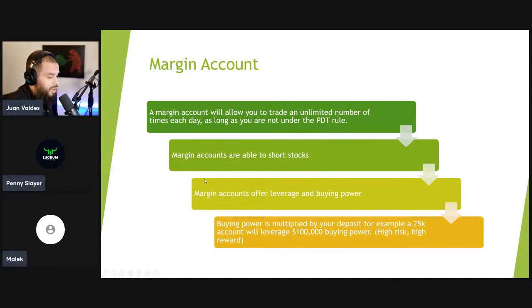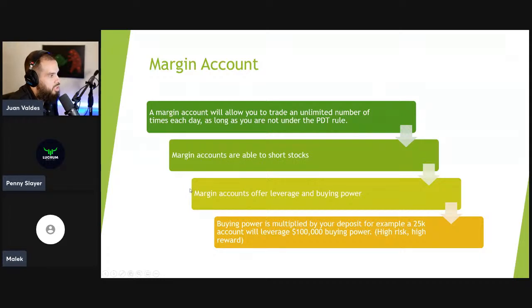So there you have the cash account. If you're going to use a margin account, make sure you have experience. The benefit of a margin account is that it will allow you to trade an unlimited number of times each day, as long as you're not under the PDT rule. Of course, we're assuming that you're above the PDT rule. If you're under the PDT rule, then this doesn't make a difference, because you only have 3 round trips within a week. People with margin accounts can short stocks.